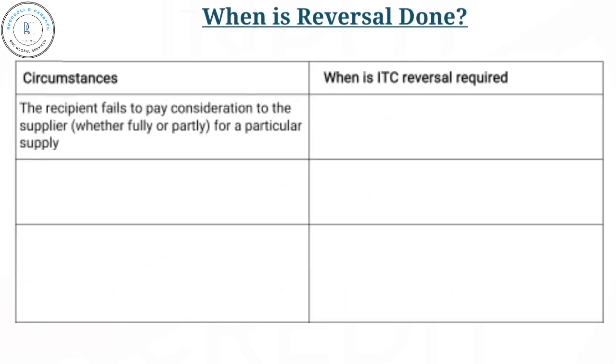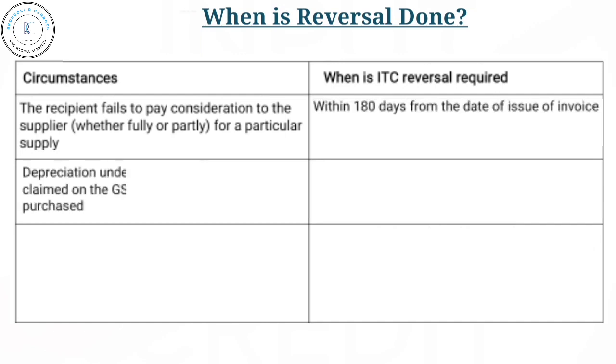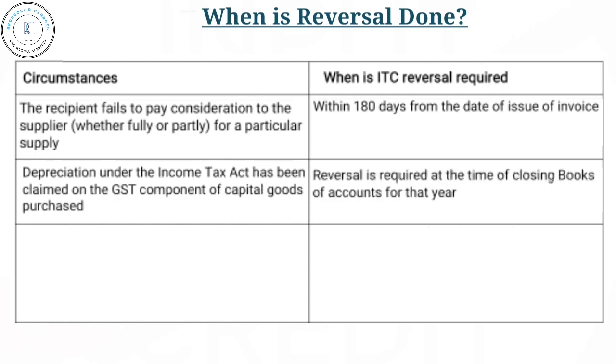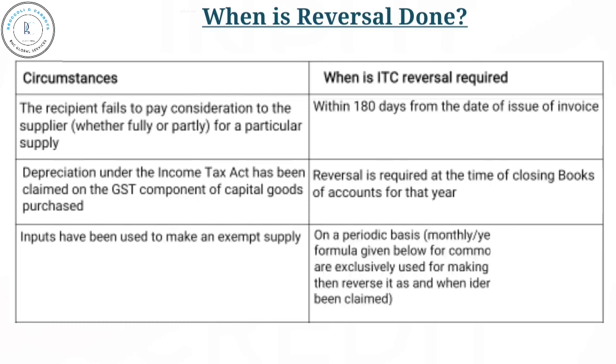The recipient fails to pay consideration to the supplier, whether fully or partly, for a particular supply within 180 days from the date of issue of invoice. Depreciation under the Income Tax Act has been claimed on the GST component of capital goods purchased. Reversal is required at the time of closing books of accounts for that year. Inputs have been used to make an exempt supply: on a periodic basis, monthly or yearly, using a formula given below for common credits. If inputs are exclusively used for making exempt supply, then reverse it as and when identified to have been claimed.